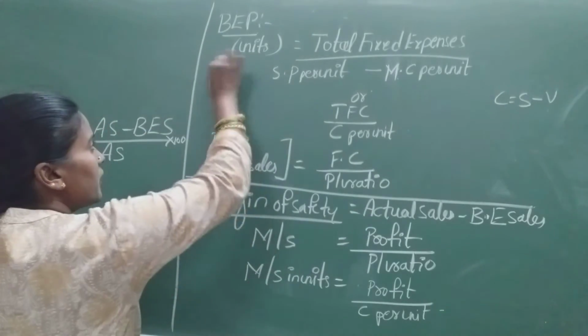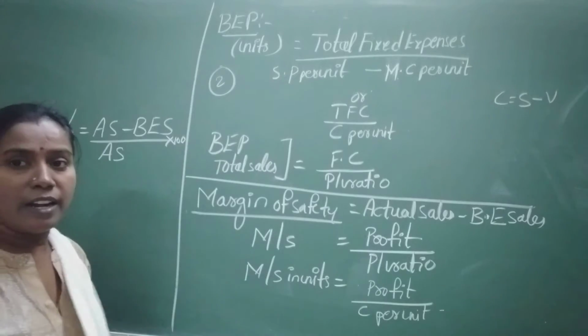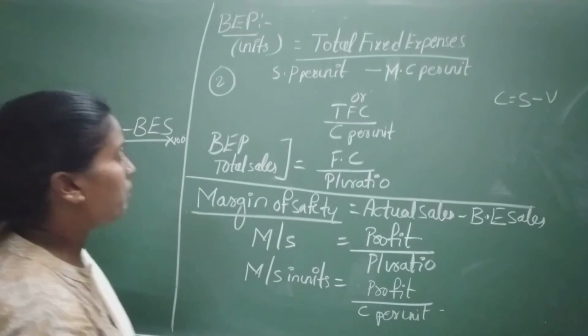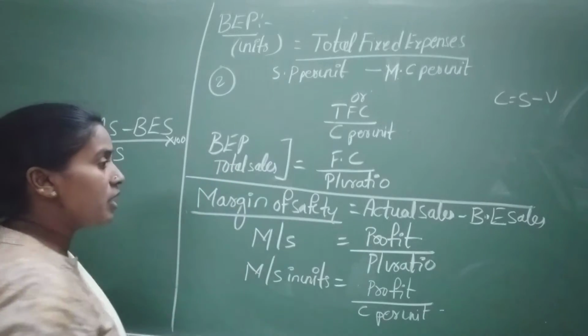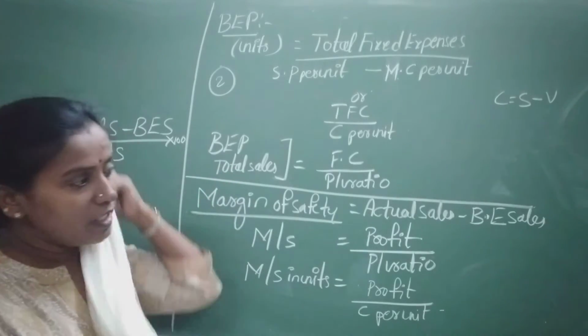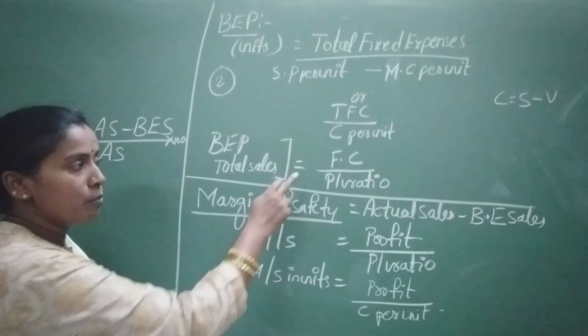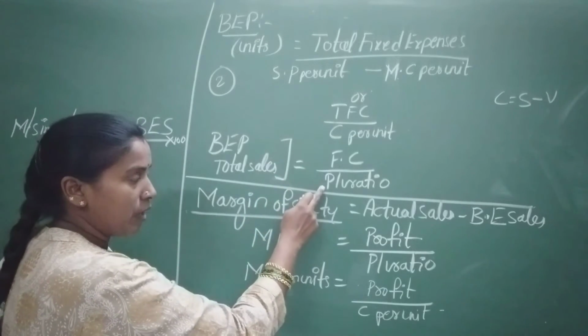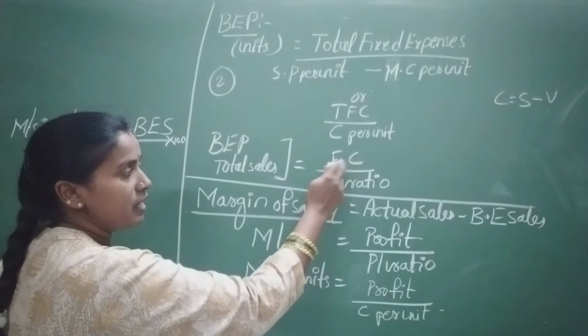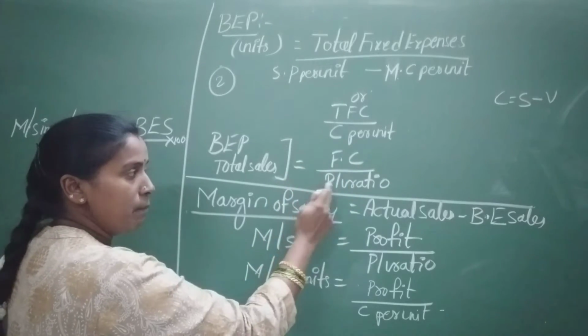This is the second formula. Yesterday I explained the first formula of break-even point, and this is the second formula of break-even point. Next formula: break-even total sales. If you want to calculate the total sales of this year, one more formula is there. The formula is fixed cost by PV ratio.